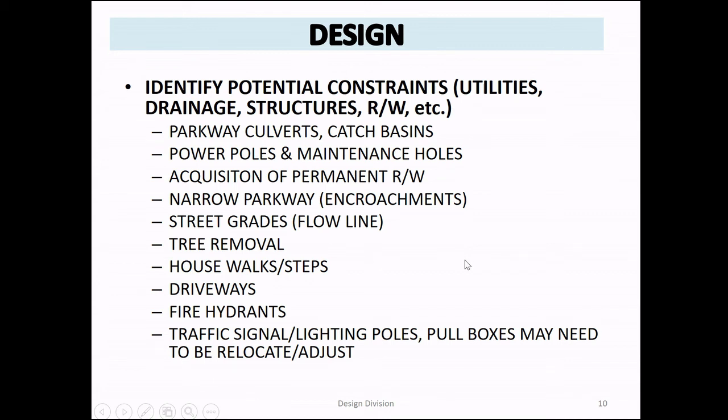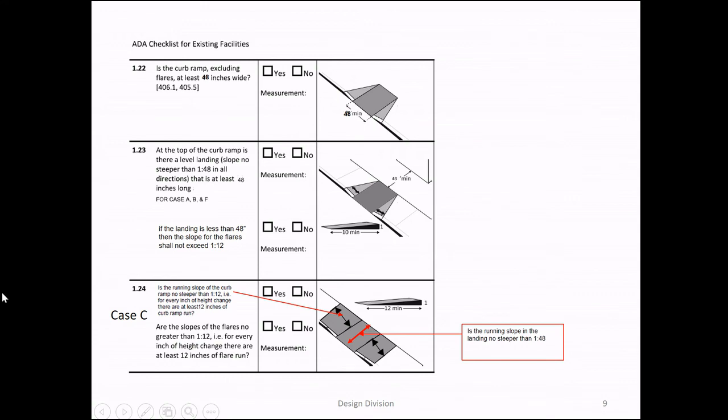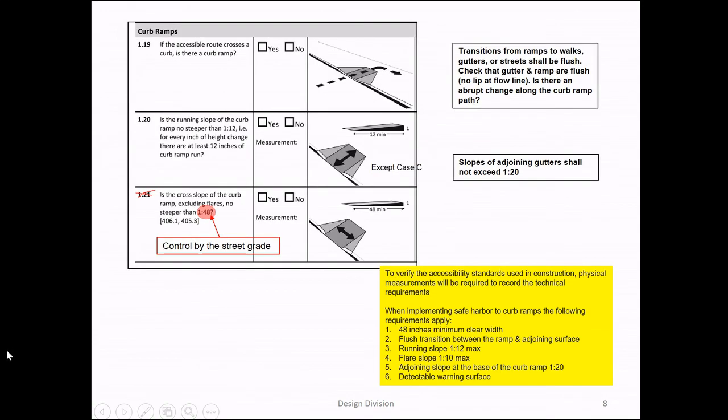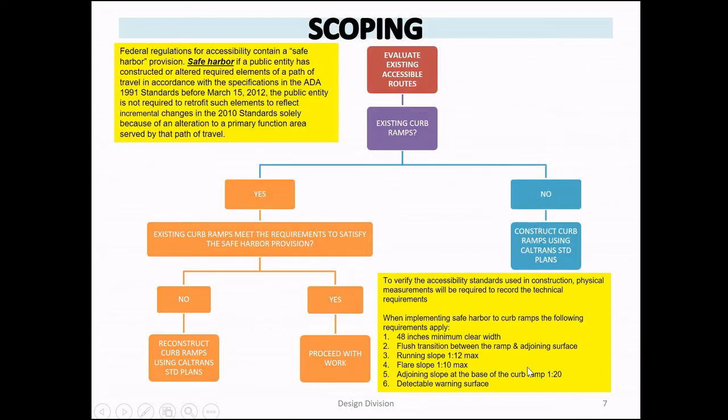Any questions? I have a question, Jose. Can you go back to slide 7? Slide 7? Two more. Okay, you have this flow chart. When you say on the left there, existing curb ramps meet the requirements to satisfy safe harbor provision, if it's a yes, and you say proceed with work, does that mean that no reconstruction of curb ramps is required? Right, correct. Just wanted to clarify.